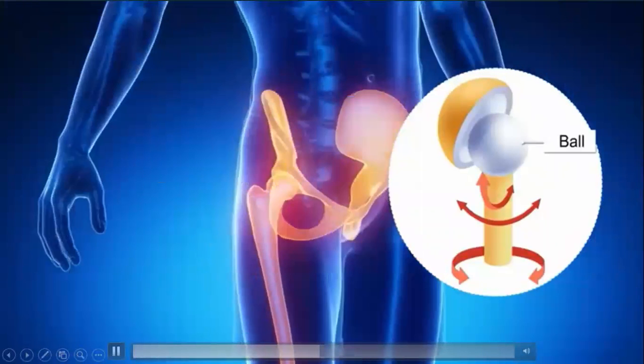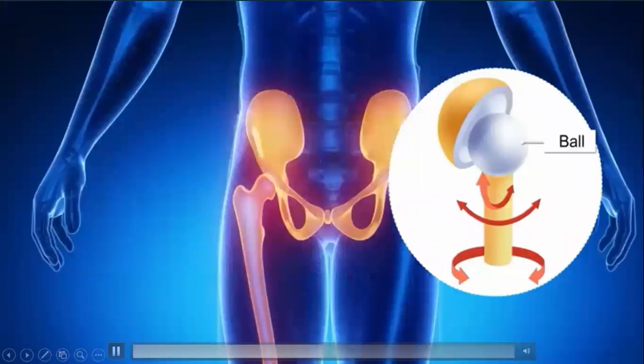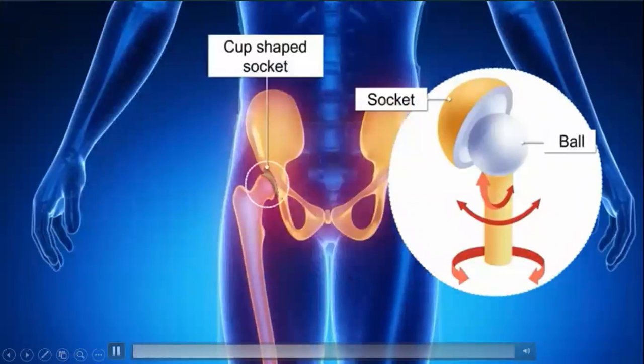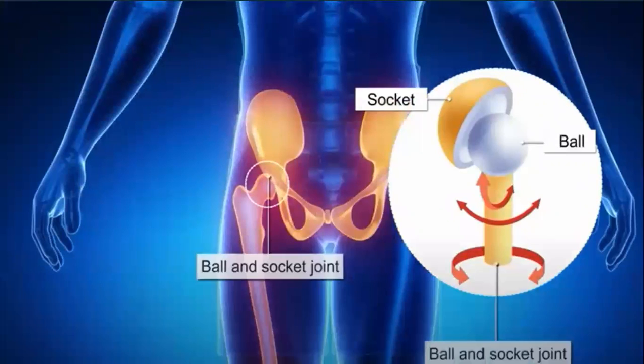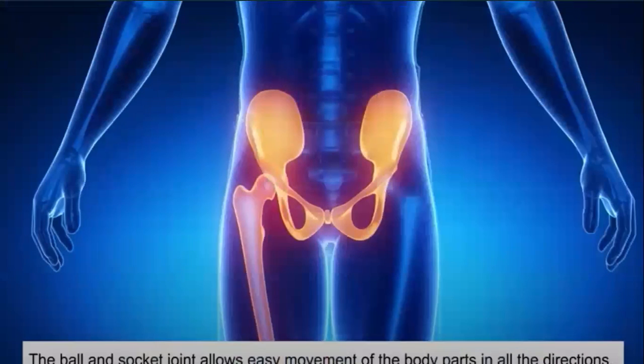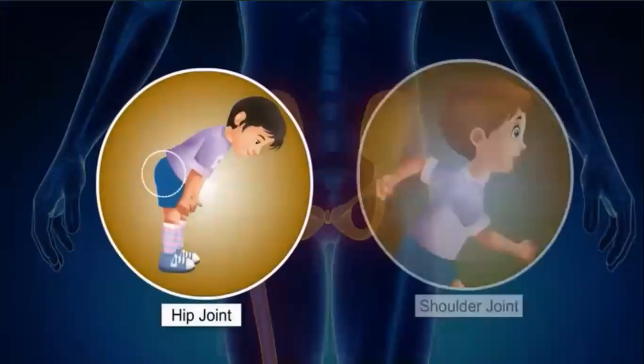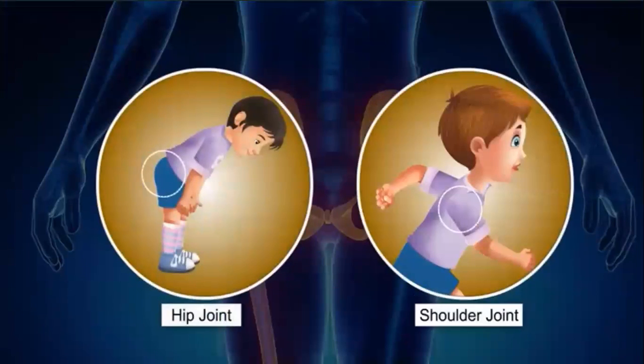Look, this structure is illustrated over here as the large image. The cup-shaped socket is there and the ball is fitted into it, just like the ball and socket joint. So the ball and socket joint allows easy movement of the body parts in all directions. For example, the hip joint and the shoulder joint.